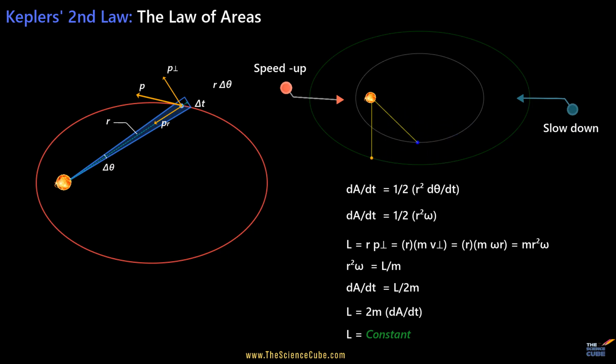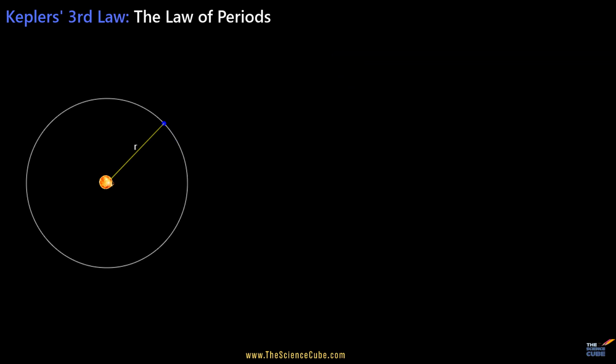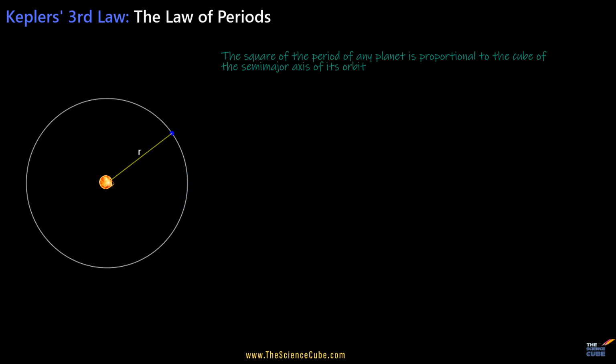Okay, let us move on to the third law, that is called the law of periods, that says that the square of the period of any planet, that is the time it takes to go around the sun once, is proportional to the cube of the semimajor axis of its orbit, or T squared is directly proportional to r cubed. Like always, it is a good idea to derive this for better understanding.